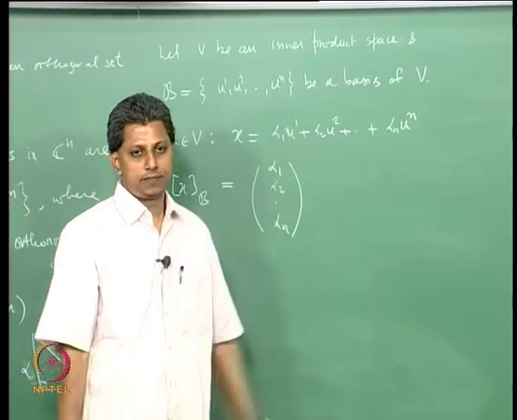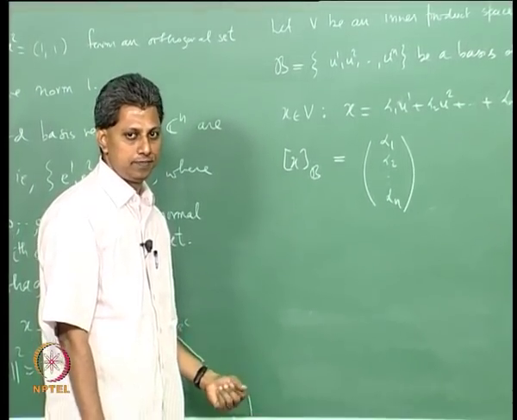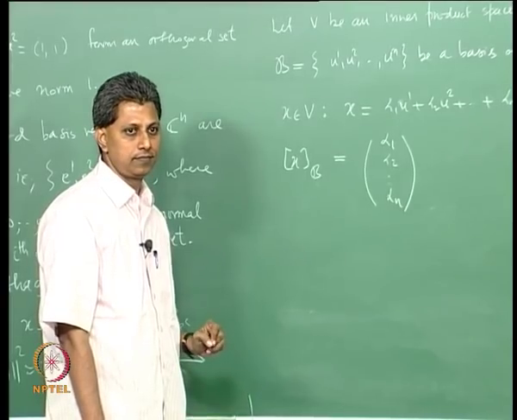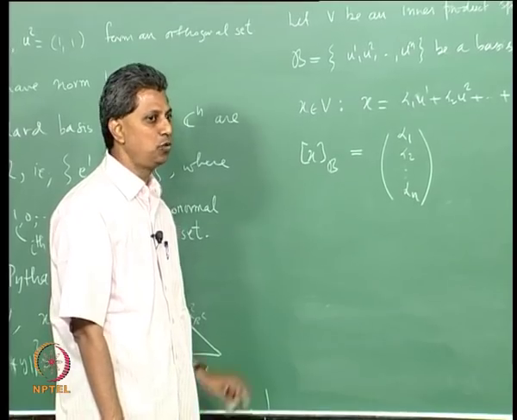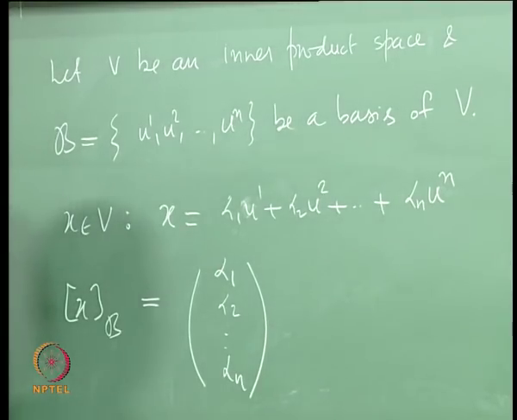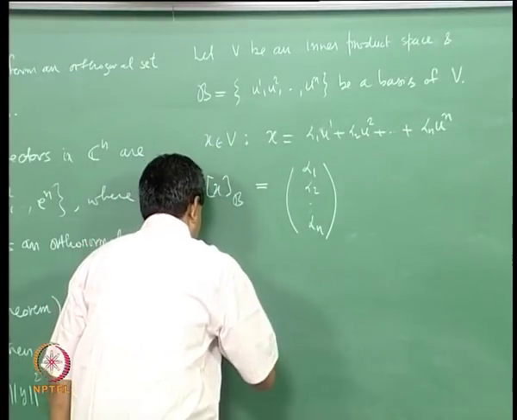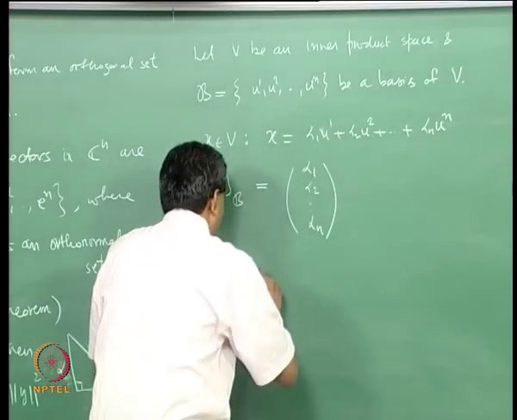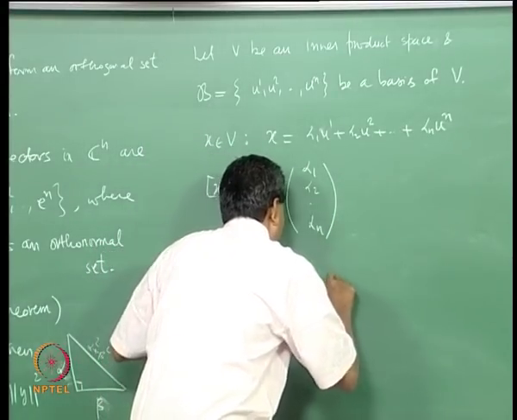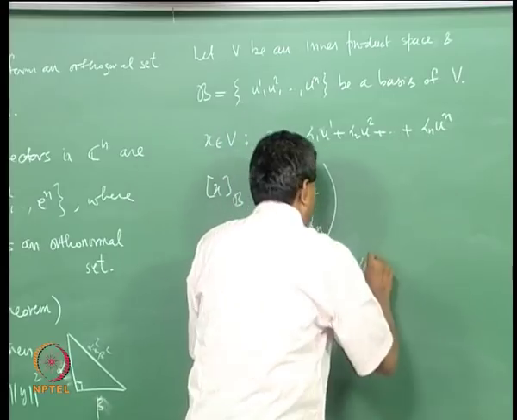How do you compute these numbers given a vector x? Do you remember how we compute these numbers alpha 1 etcetera alpha n in a general vector space? Say u1 u2 etcetera, they do not form an orthogonal basis, orthonormal basis, they form just an ordinary ordered basis. So how do you find these numbers? Solving a system, you can write this as, okay, see x is given, I need to find these numbers. So what we do is look at the matrix whose columns are u1 u2 etcetera un, and then I want to determine the numbers alpha 1 alpha 2 etcetera.